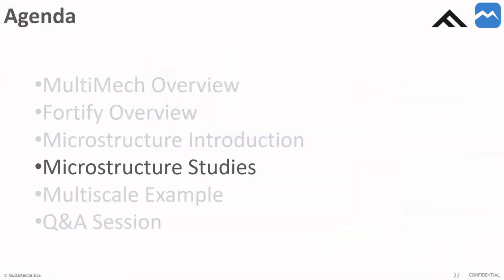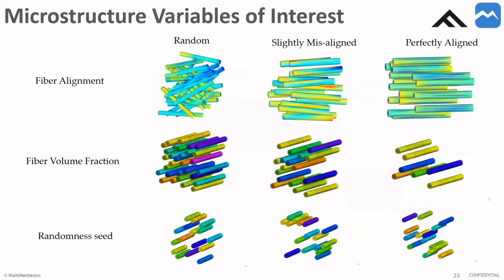All right, next we're going to actually go into specific studies that have been performed by Fortify using MultiMech. Some variables of interest, one of which is fiber alignment. This is something that Fortify can do and actually control. So this is a rather important variable of interest in our microstructure.